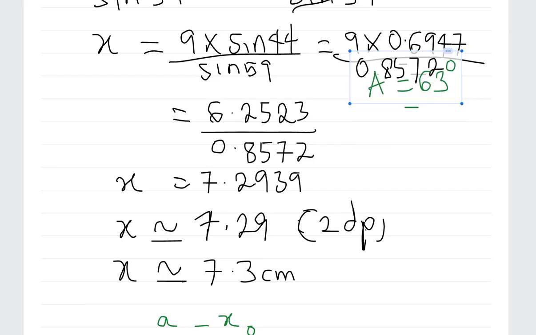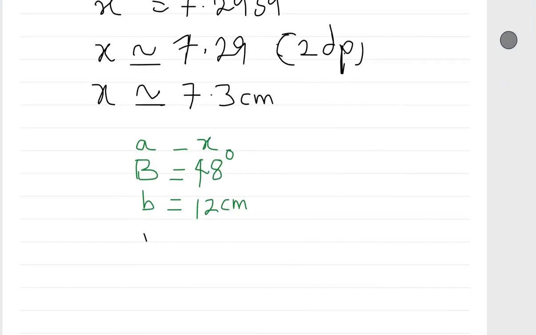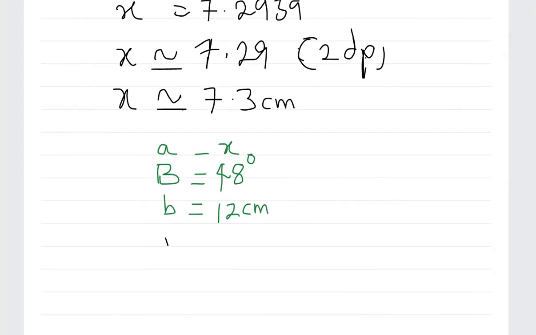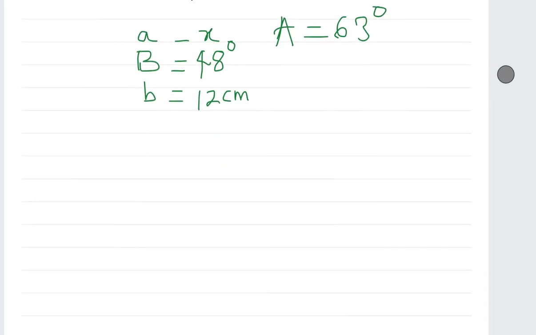Don't worry, let me just leave this. I already know that my A is 63 degrees. So let me just write that here: A is equal to 63 degrees. So I believe you can solve this now. You can pause this video and try to solve this particular example.